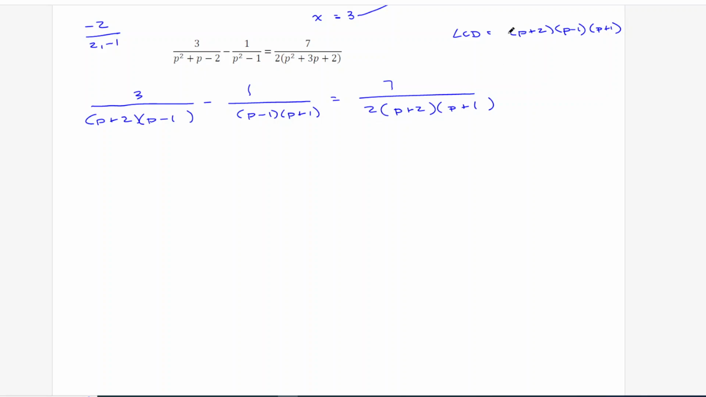From this one, I need a 2, and then I need a p plus 2 that I already have, and a p plus 1 that I already have. There we go.